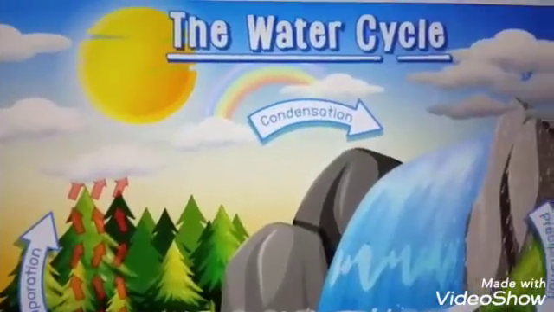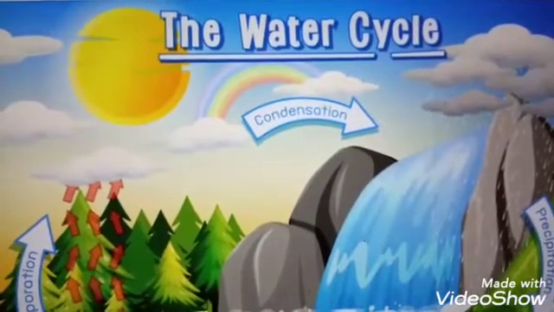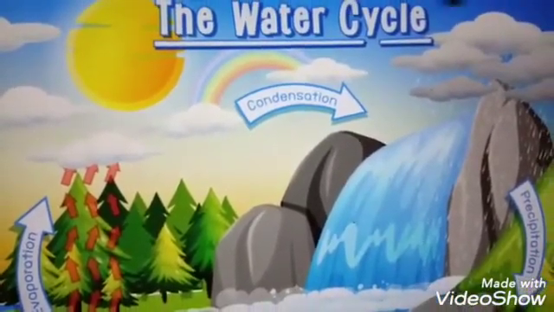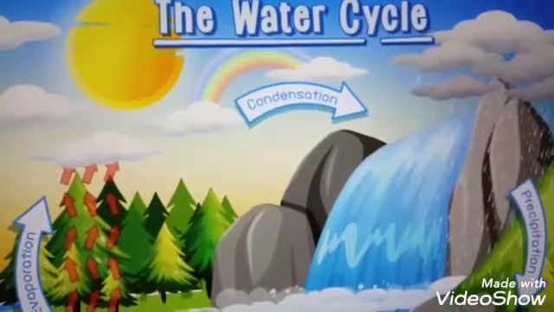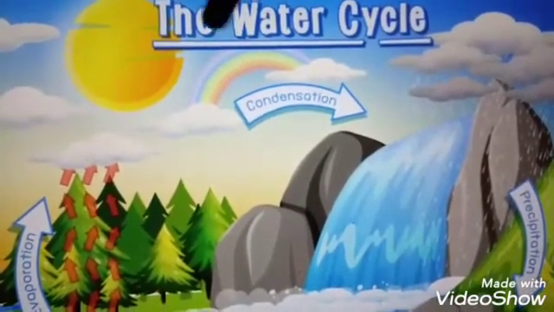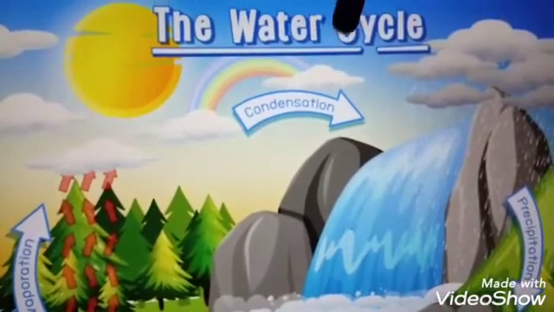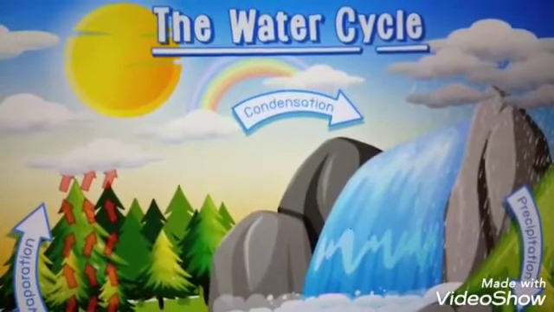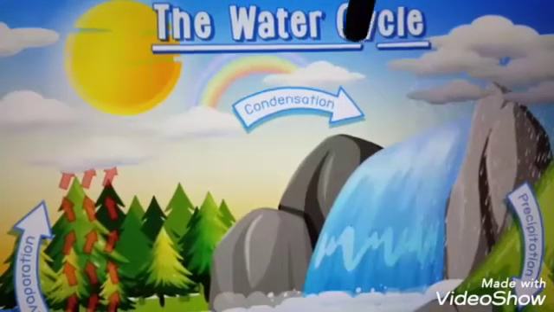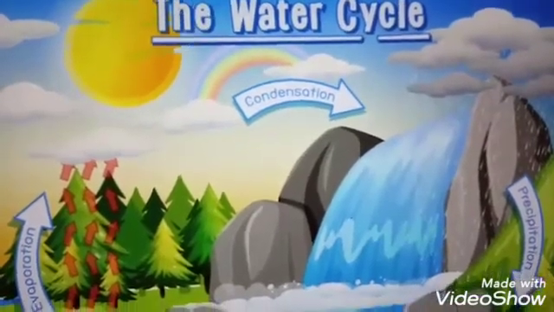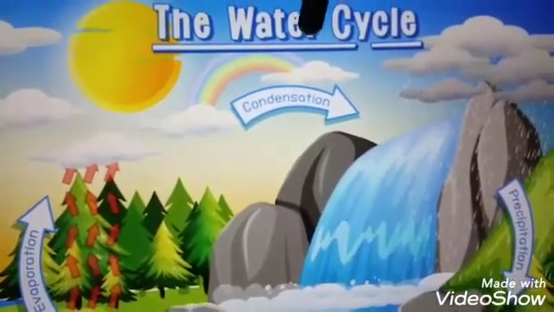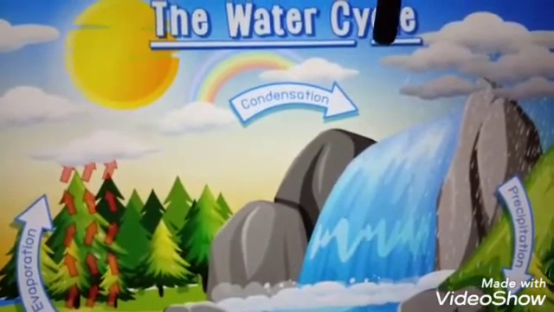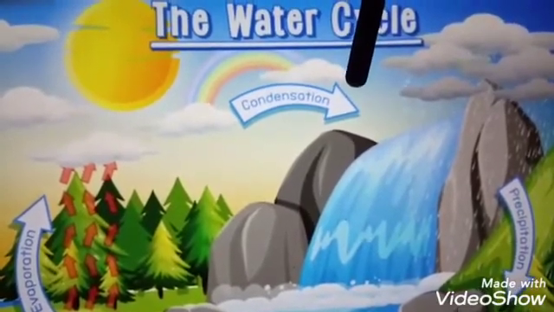Once the water vapor reaches up in the sky, it cools down because the temperature above is cool. So this water vapor changes into small water droplets. This process is called condensation, where water vapor, which is a gas, again gets converted into water droplets, which is liquid.